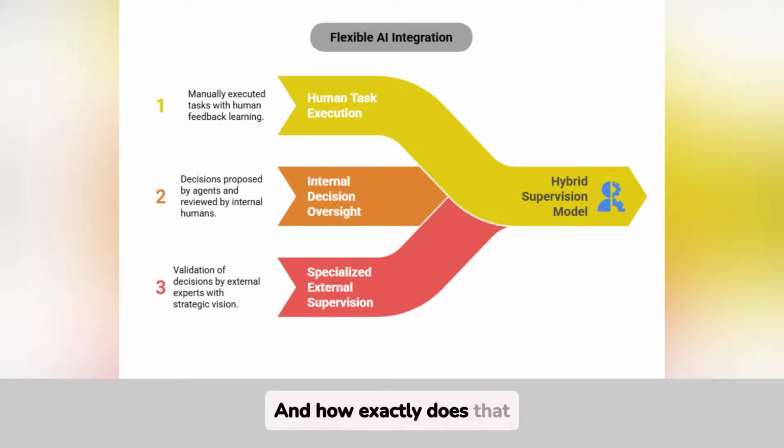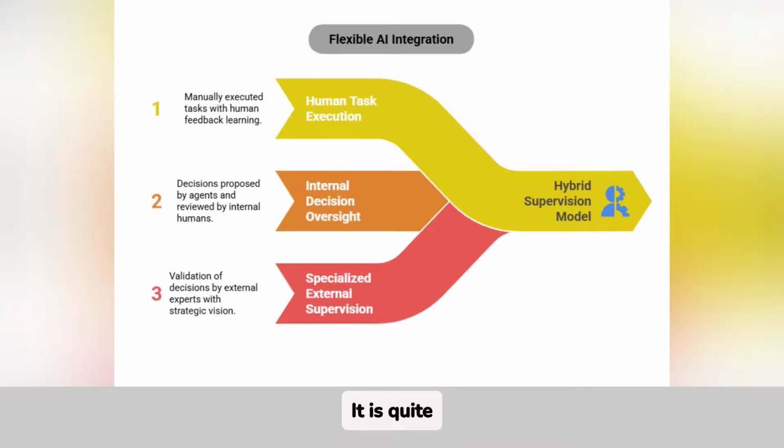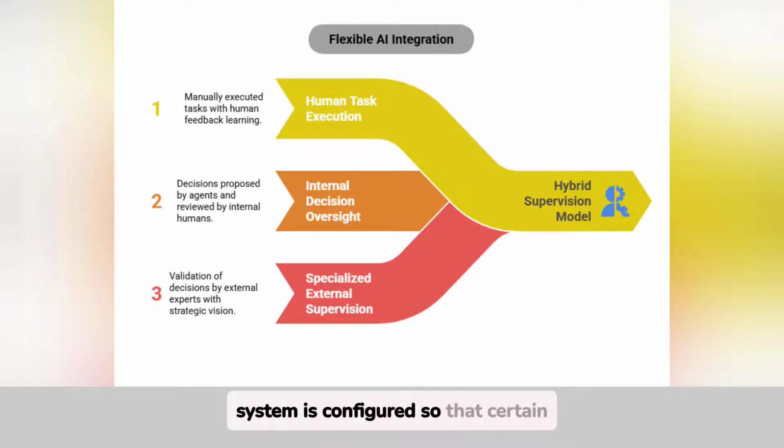And how exactly does that hybrid model work? Does it involve reprogramming a lot of things, or is it a flexible configuration? It is quite flexible. Instead of agents making decisions 100% autonomously, the system is configured so that certain tasks or decisions go through a human person who supervises, validates, or even acts directly. This allows a balance to be maintained between efficiency and control.